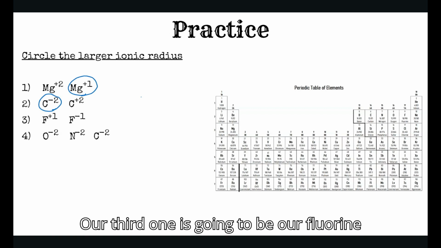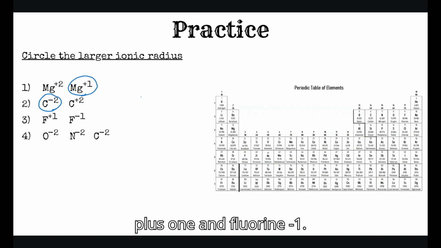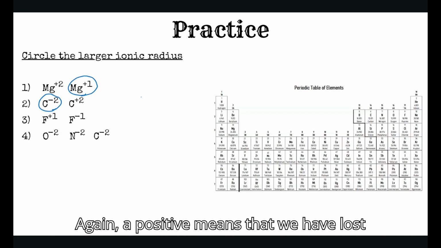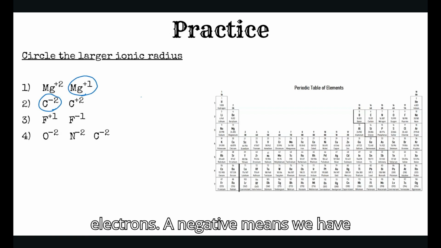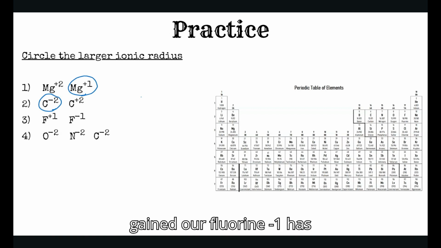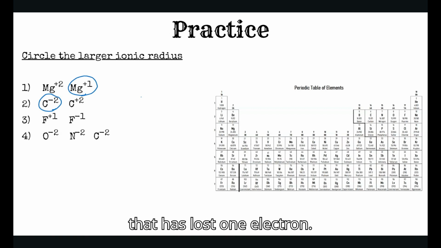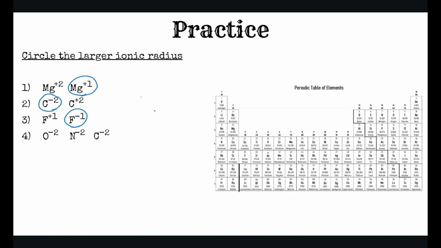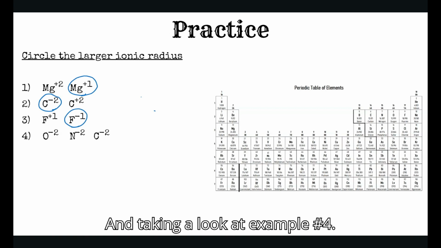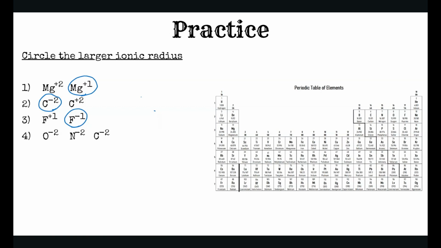Our third one is going to be our fluorine +1 and fluorine -1. Again, a positive means that we have lost electrons, a negative means we have gained. Our fluorine -1 has gained 1 electron, which will make it larger compared to our fluorine that has lost 1 electron. And taking a look at example number 4.